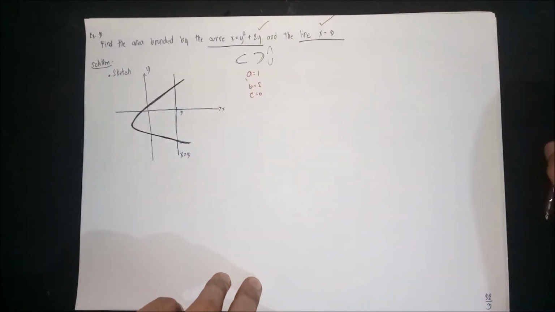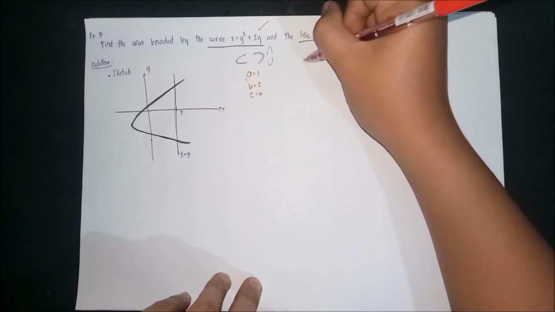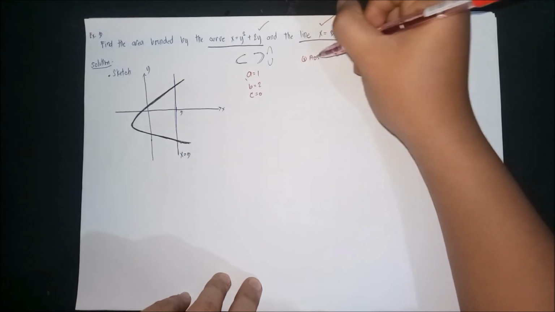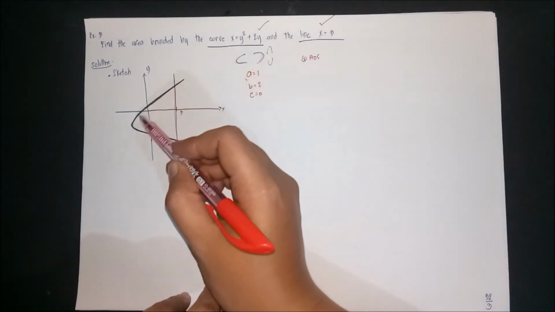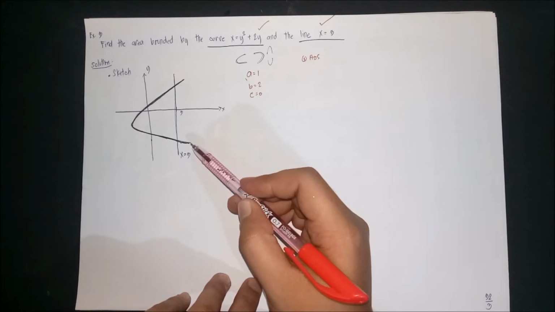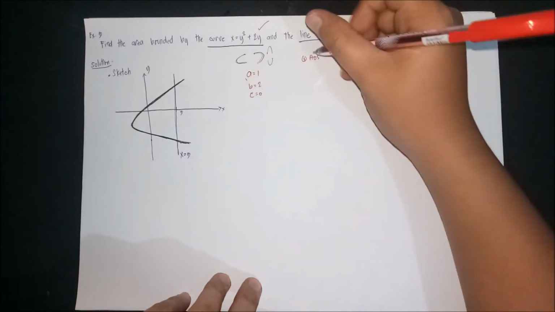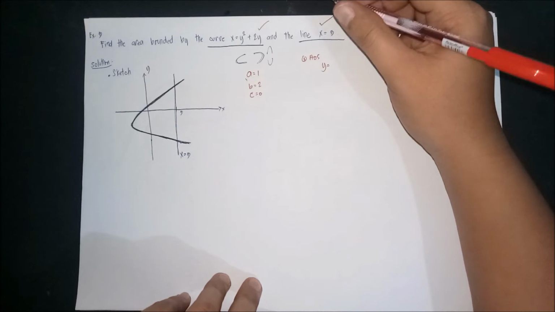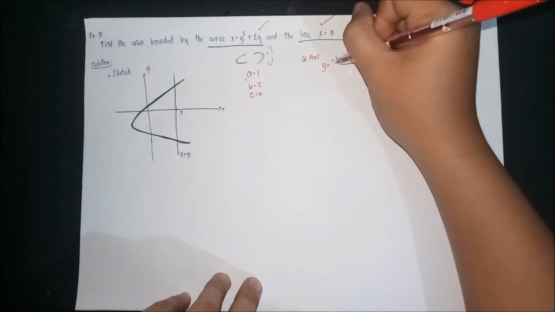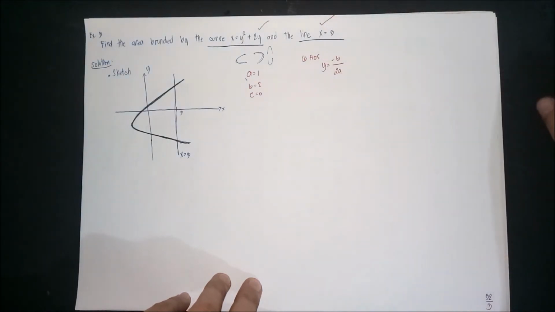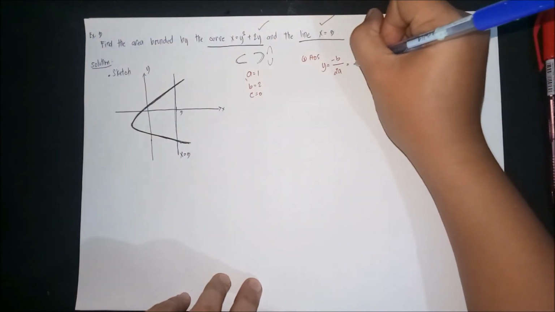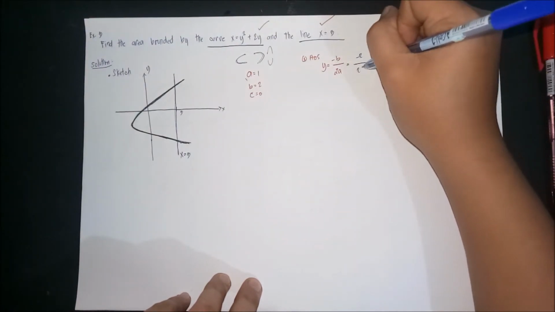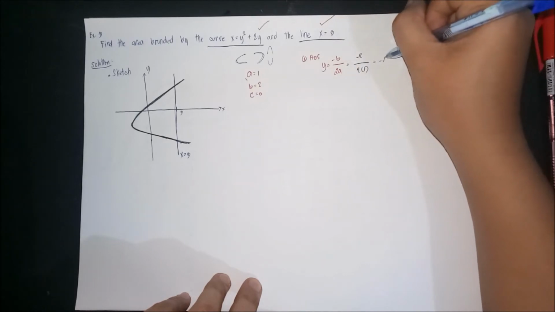Tapos, hinahanap natin yung... sige, dito na lang. Hinahanap natin yung first, yung axis of symmetry. Kasi, pag ganito, alam natin na ganito yung orientation ng ating parabola. So, yung ating axis of symmetry would be in terms of y. So, that is y is equal to negative b over 2a. And this is equal to negative 2 over 2, 1. So, you would have negative 1.